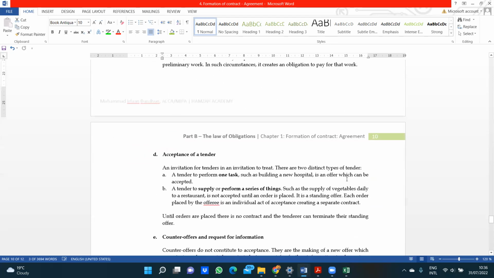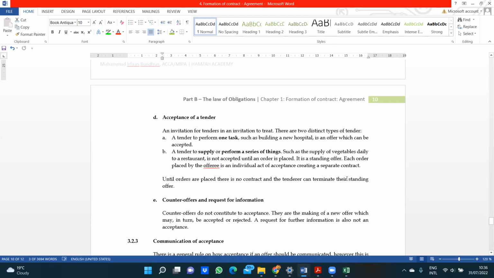And finally, furthermore, it's acceptance of a tender. A tender, again, is an invitation to treat, as we discussed earlier. A tender can be one task or supply or series of tasks. Each task is a separate contract. A tender to perform one task, such as building a new hospital, is an offer which can be accepted.